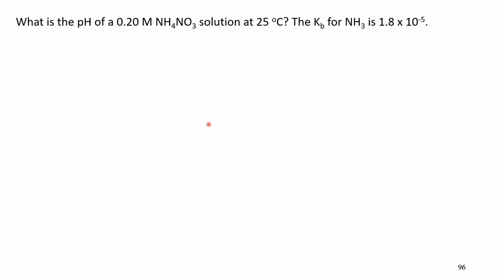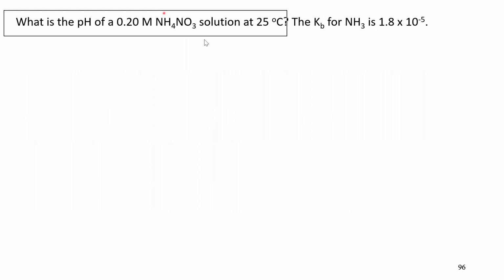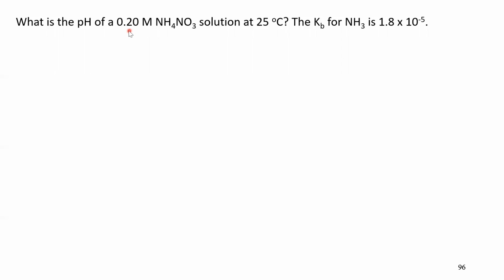All right, let's look at another one. This time, hold on, my things are covering the question. We have 0.20 molar ammonium nitrate, and it gives us the Kb for ammonia. Again, a little bit of an indicator about what we're going to be doing with this salt.